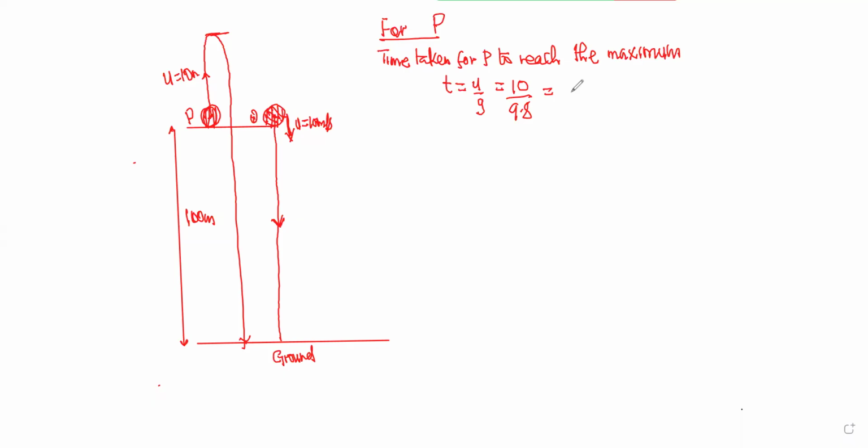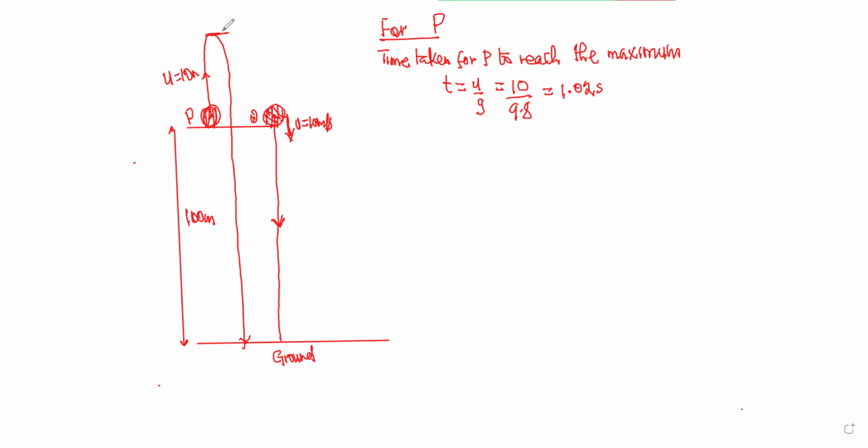So what is 10 divided by 9.8? Of course, 1 point something. That's 1 point what? 10 divided by 9.8 is 1.02. So it will take P 1.02 seconds to reach the maximum height.